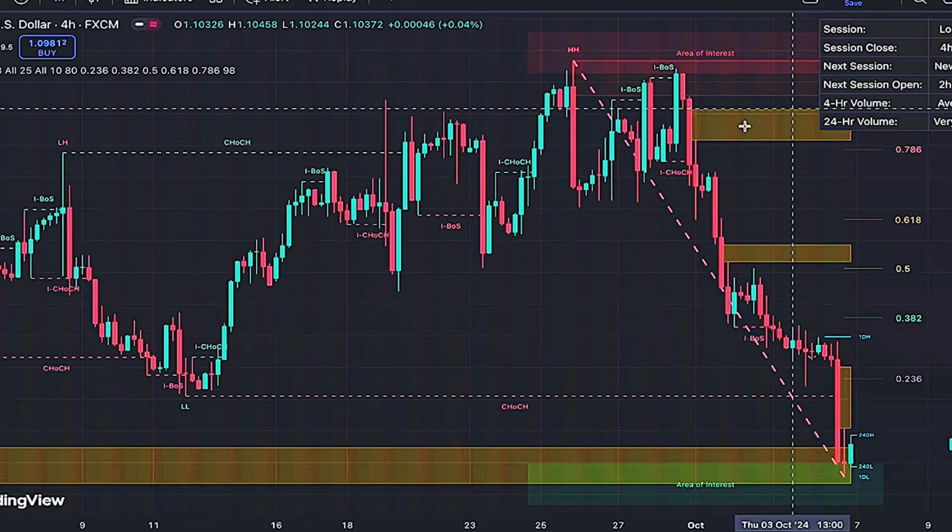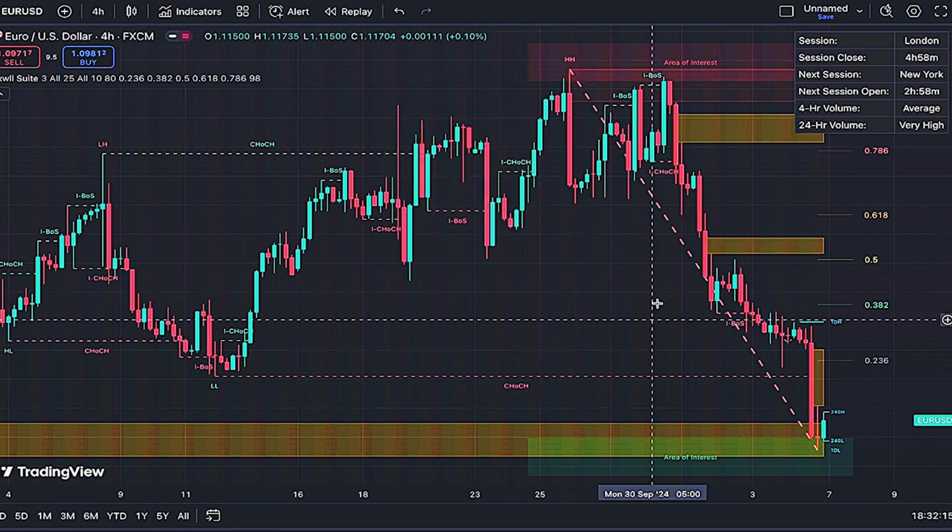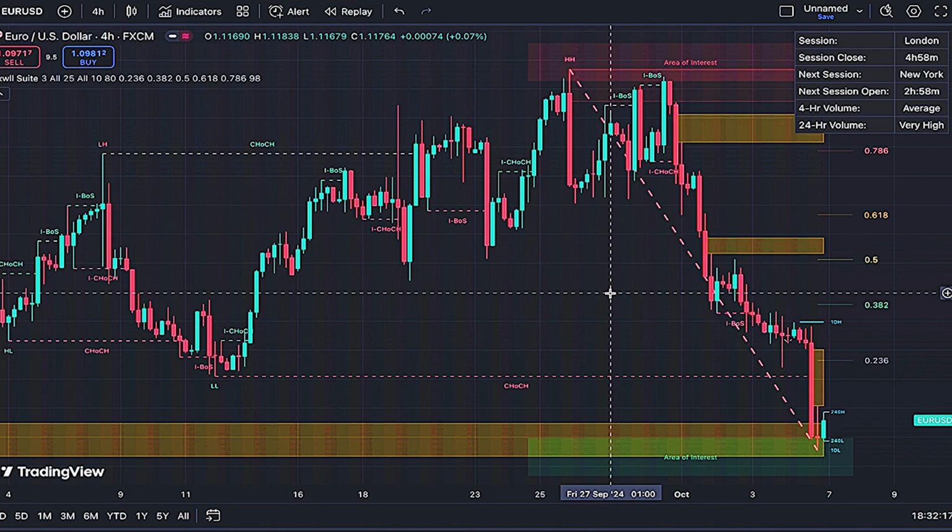Alright, this indicator is one of the best ICT SMC indicators that you can find on the TradingView platform. It shows many of the important concepts of ICT trading on the chart and it's a great help for you if you use the ICT method of trading.